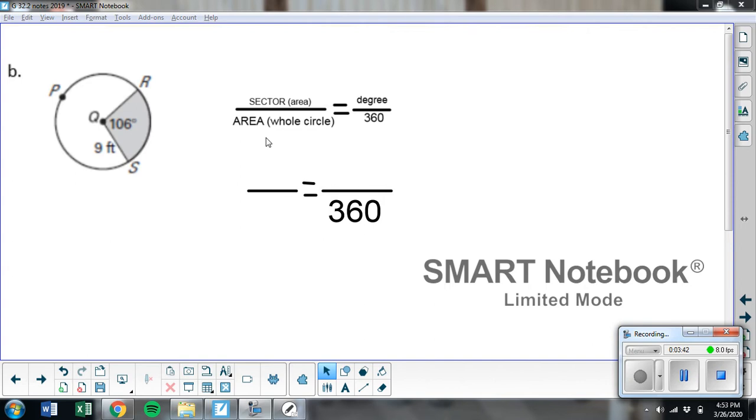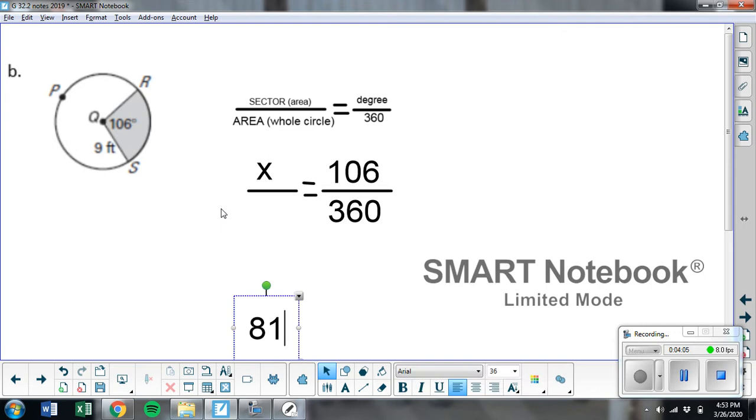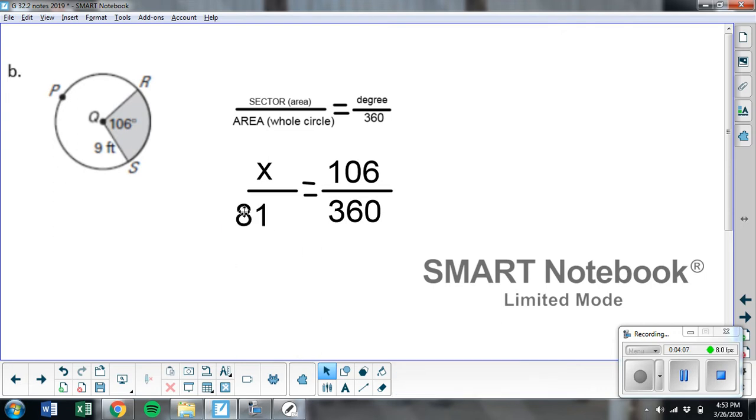So part B, I still want to find the sector area, so this area in here, which is x. My degree is 106. Still have 360. I need to find the area. Remember, area is pi r squared. So here's my radius, 9. Plug 9 in to find your area. You're going to get 81 pi.